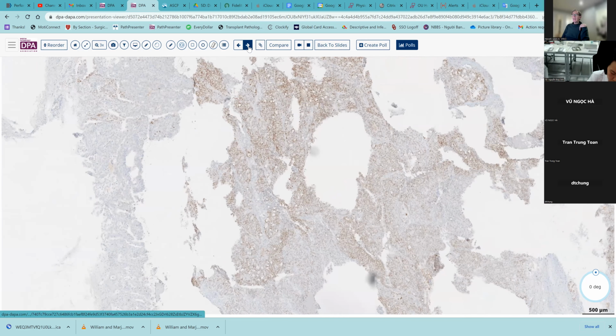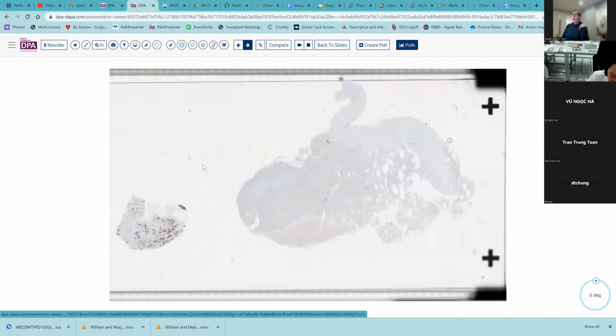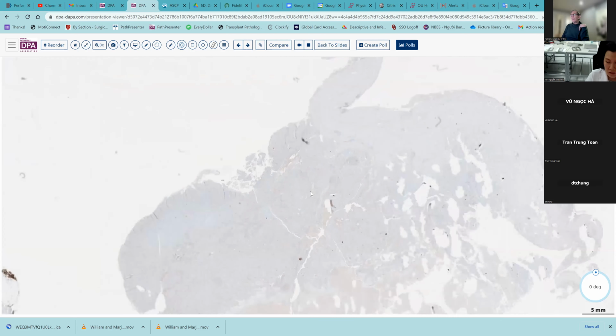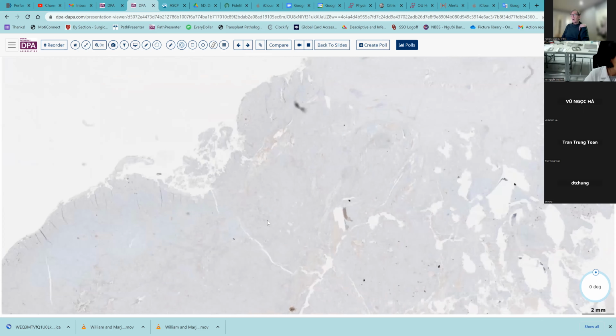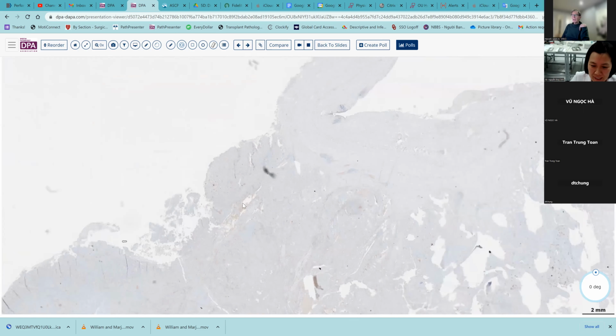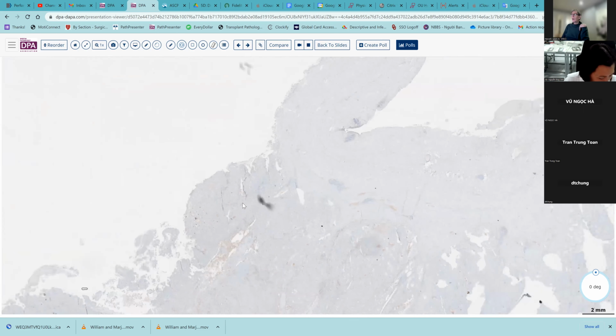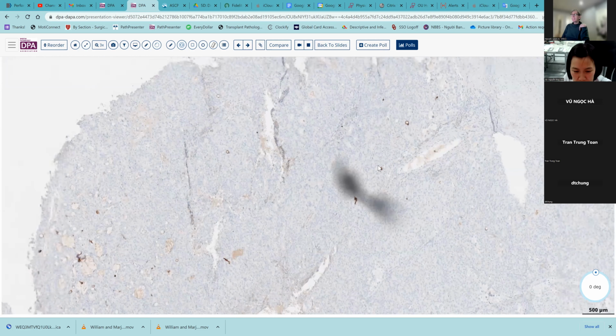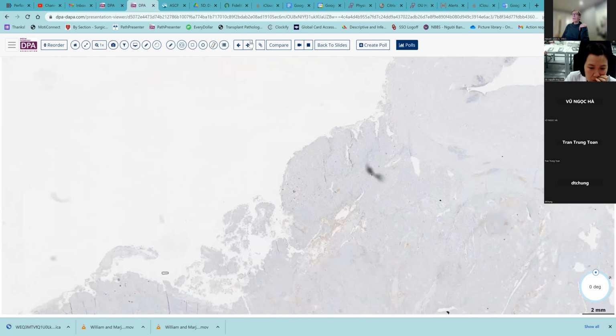If we look at another marker, CK7, I believe this is, we see that there's no staining in the diffuse parts, but we have a little bit of staining in the more columnar, diffuse scattered cells. So I don't know if that was what I wanted to show you.